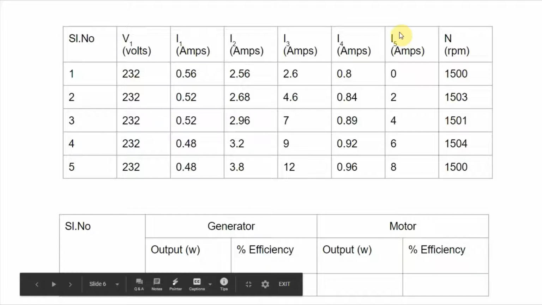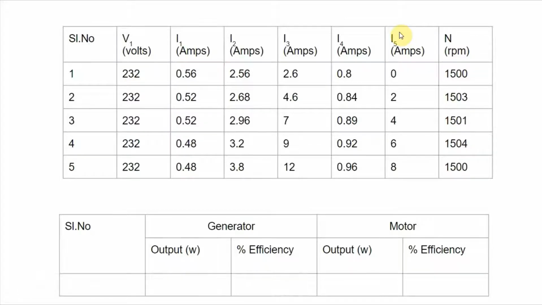The first and foremost thing I've told you in the first part itself, that in each reading we will keep the speed of the motor constant. So we have kept it constant around 1500. A small variation in the speed will be there. We cannot avoid that. Now coming to this, you can see there are 5 ammeter readings.